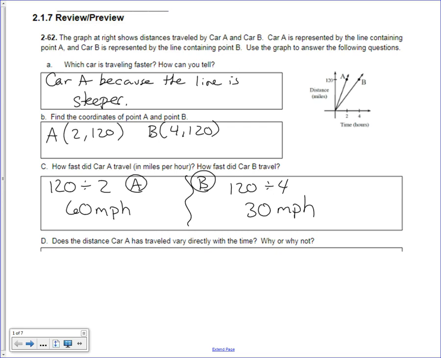Does the distance car A has traveled vary directly with the time? Why or why not? Yes. The more time you've gone, the farther distance that A is going to go. So yes, more time will be more distance.